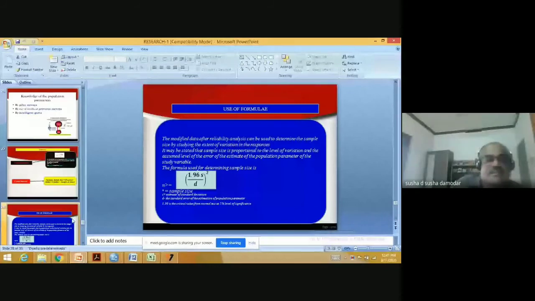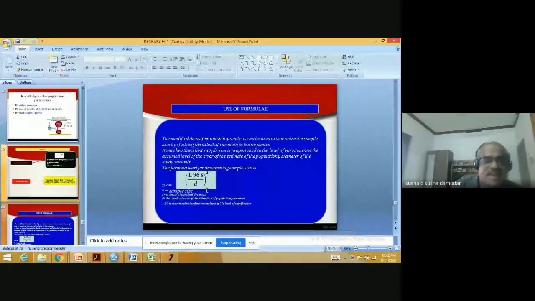But you just remember, so many formulas are available for the fixation of sample size, but this is the most reliable one. The optimal sample size will be calculated by this formula, 1.96, that means the value of Z at a 5% level of significance, times the standard deviation of the observation in the pilot study, divided by D, where D means the standard error of the estimation of the population parameter, all squared. And this will give the optimal sample size for the study.